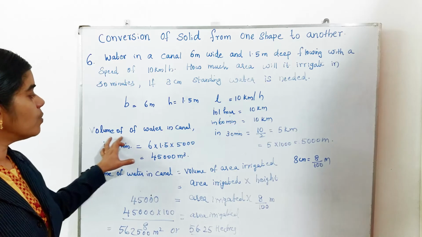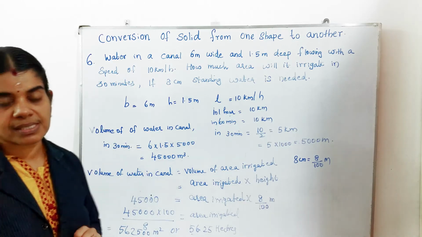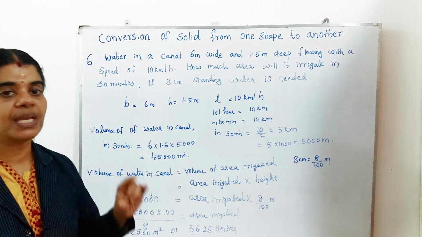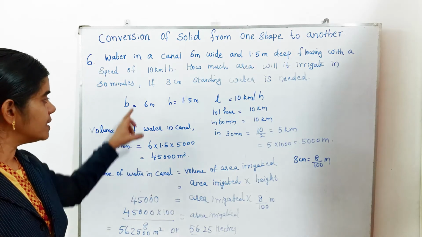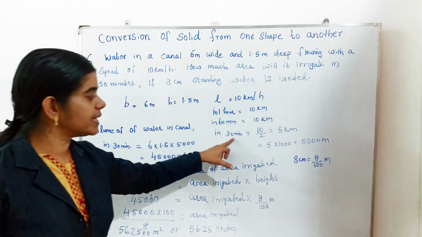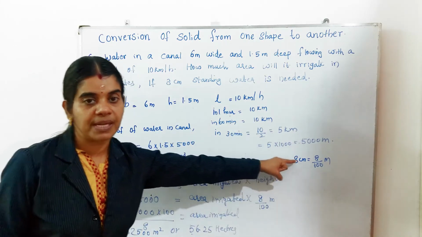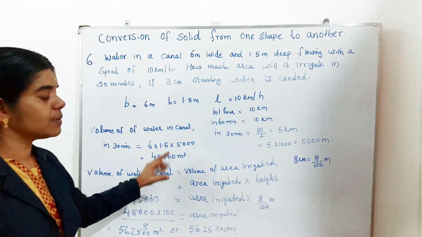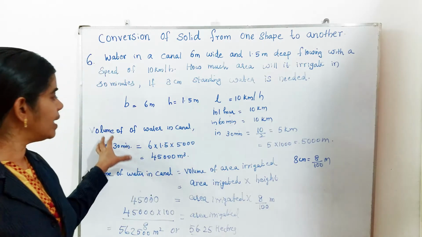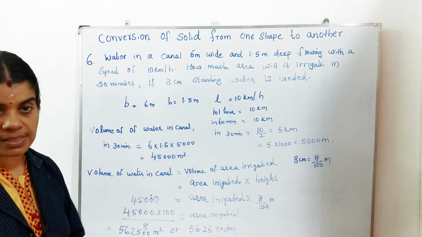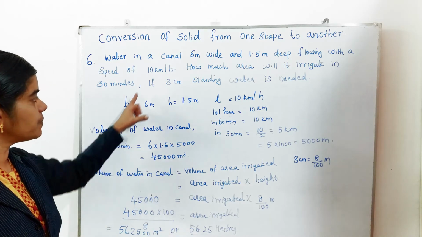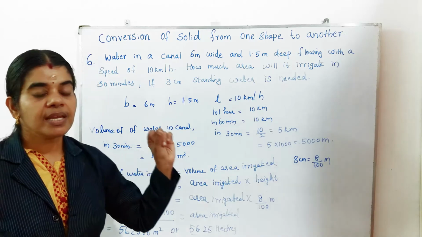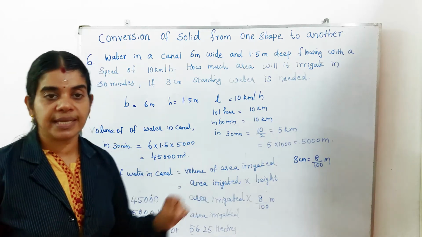Next we are finding the volume of water in the canal in 30 minutes. I already taught that the canal is in the shape of a cuboid. So L into B into H you want to find out. So 6 into 1.5 into 5000, we will get 45,000 meter cube, which is the volume of water in the canal in 30 minutes. Next we want to find out how much area will it irrigate in 30 minutes if 8 cm standing water is needed.